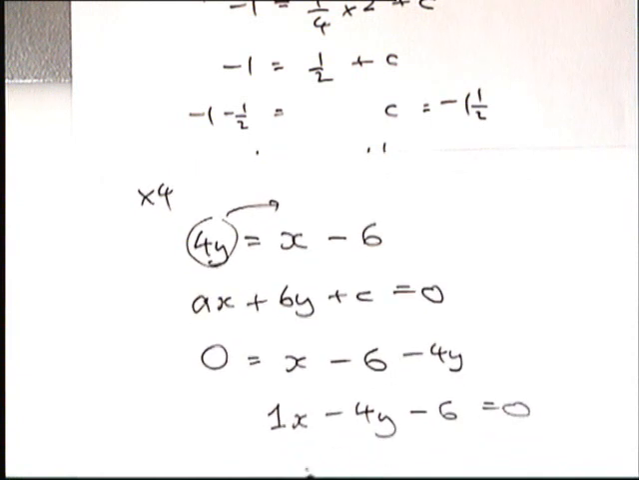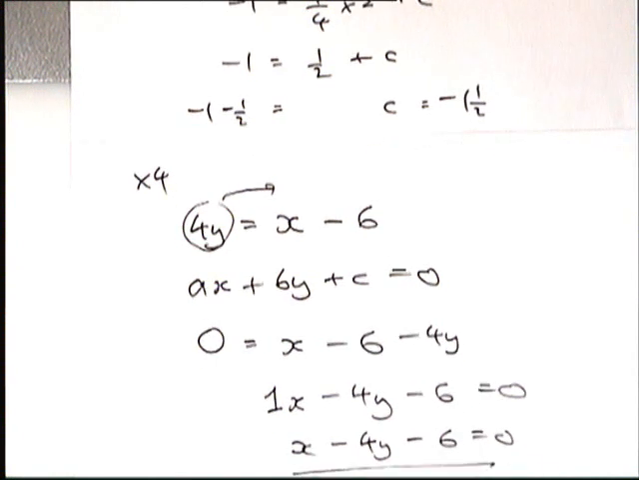The 1 here is optional, you don't have to write it in. You could write it as x minus 4y minus 6 equals 0. That is the answer we're looking for in question 3.